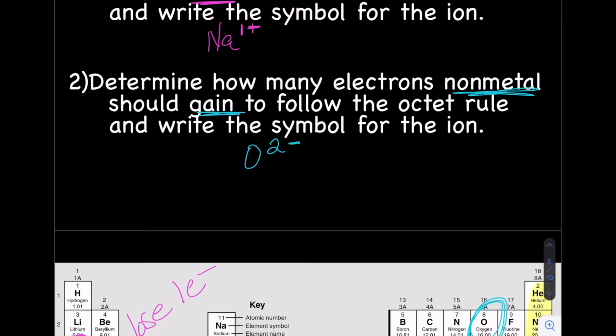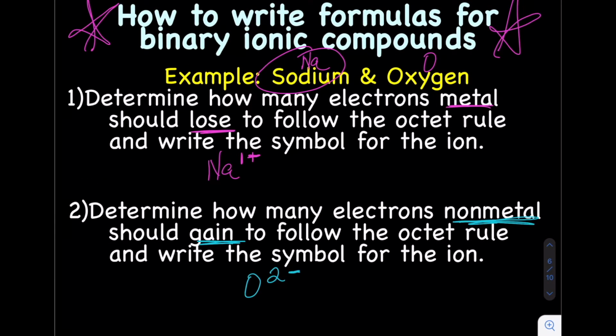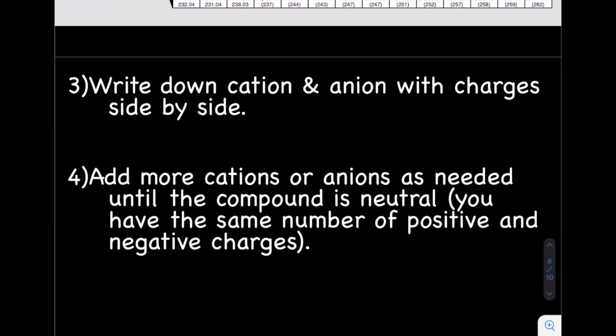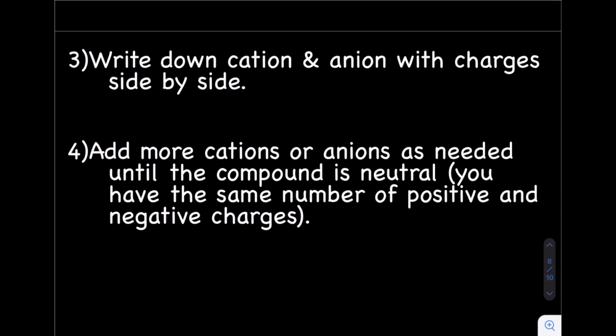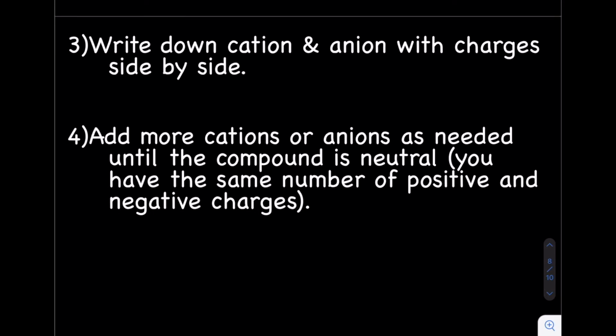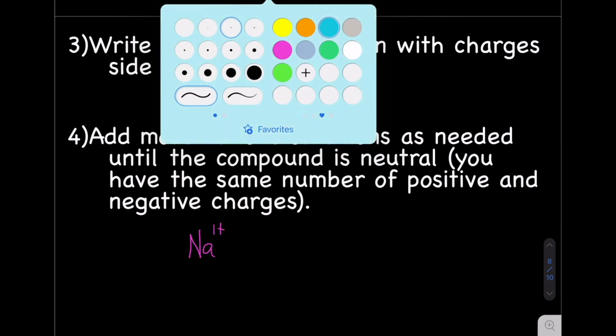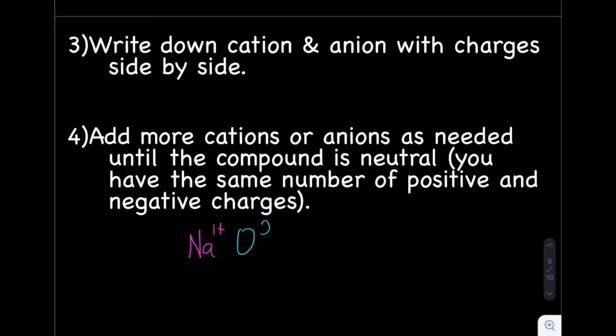So now we've written the symbol for the cation or the metal, sodium, and the symbol for the anion or the nonmetal, oxygen. Let's go on to step 3. Step 3 is write the cation and the anion with their charges side by side. I'm going to write it down below step 4 here. So we had sodium 1 plus and oxygen 2 minus.